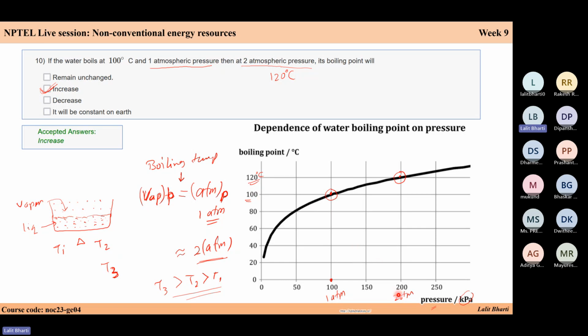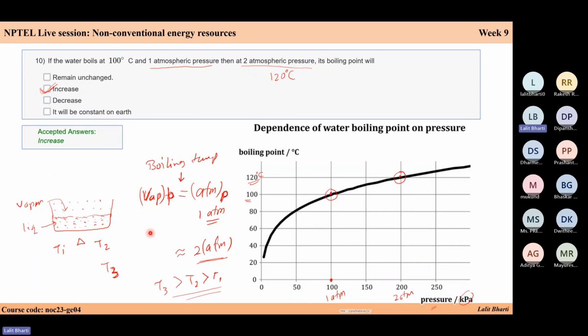But as your pressure goes higher, at 2 atm, your boiling point is 120 degrees Celsius. So this is the relation basically. So for this question, the boiling point will increase, not remain unchanged, not decrease, not constant. It will increase.